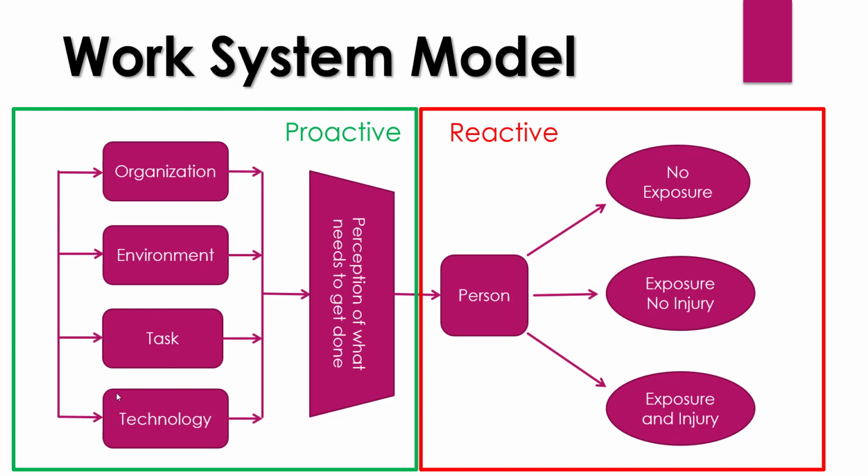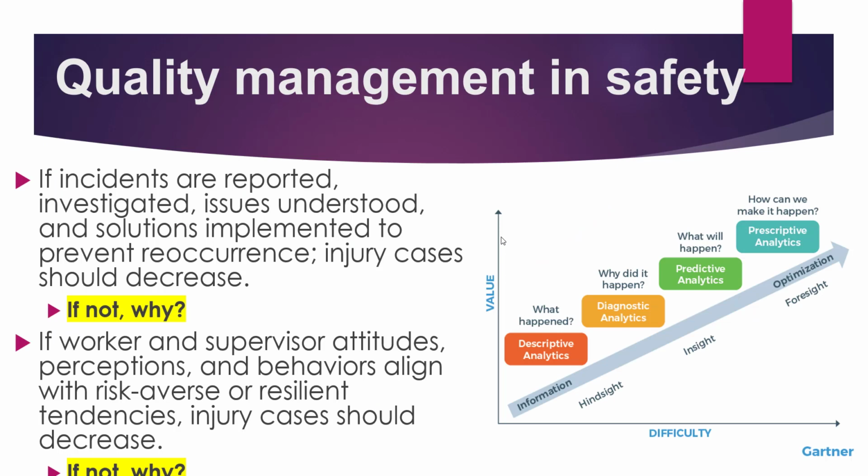We need to look proactively at the organization, because it's the imbalance of the work system that actually contributes to a person slipping or making a mistake and ultimately getting injured. And we got to try to design that out. So the question I had posed to you is, if incidents are reported, investigated, and issues understood, and solutions implemented to prevent reoccurrence, then injury cases should decrease. But if they don't, why not? And that's the big part of what we're doing this week, is we're trending over time. If it's going up, then something's not right. If it's kind of staying consistent, it's not right. Something different has to be done.